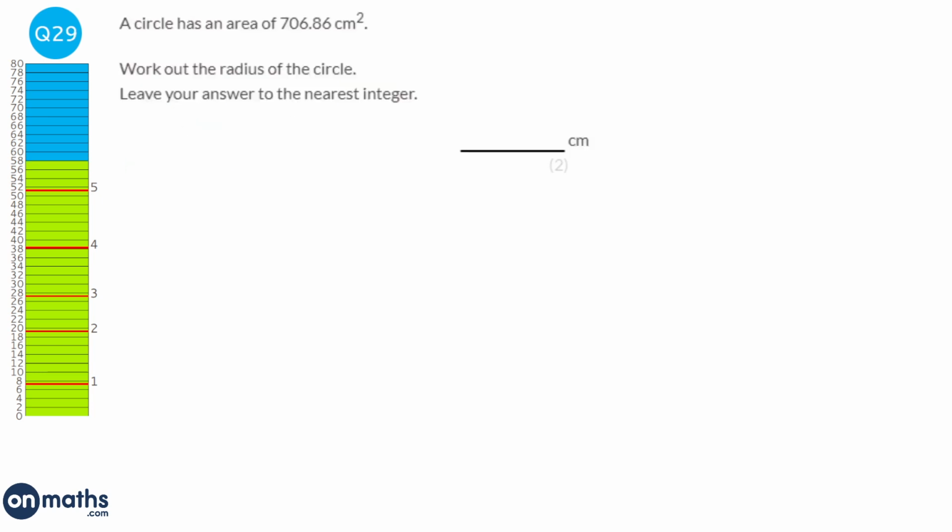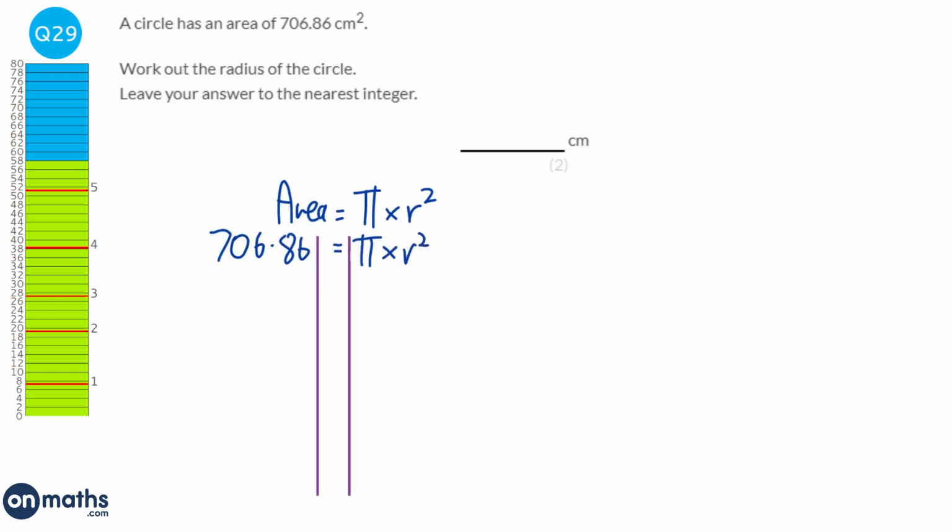The formula for the area of a circle is area equals pi times r squared. Now in this question we're given what the area is, which is 706.86. And we need to find out what the radius is. So I'm going to get my lines in. And I'm going to start by getting rid of that times pi. So I'm going to divide both sides by pi and get the r squared on its own.